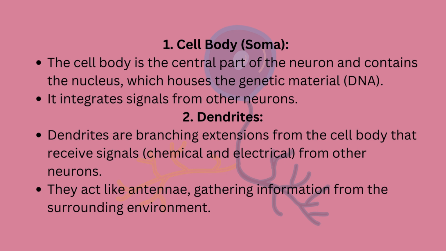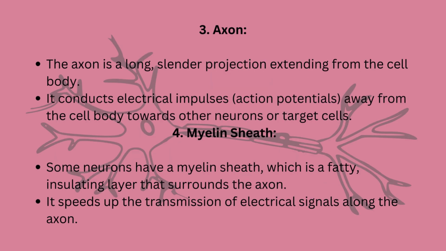Dendrites. Dendrites are branching extensions from the cell body that receive signals from other neurons. They act like antennae, gathering information from the surrounding environment. Axon. The axon is a long, slender projection extending from the cell body. It conducts electrical impulses away from the cell body towards other neurons or target cells.